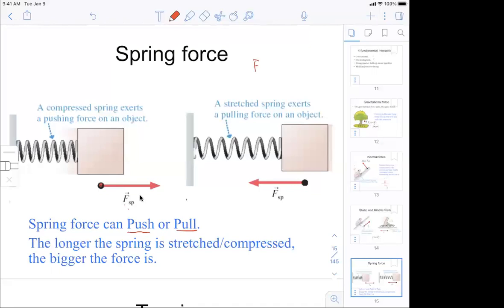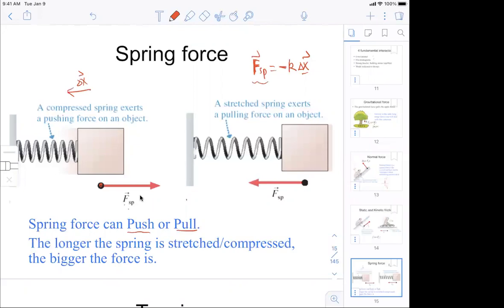Later on, you might see this relationship that the spring force is negative K times delta X. Delta X is the displacement of the spring, meaning that if you compress it to the left, then the force is always in the opposite direction. The force is to the right, so there is a negative sign.